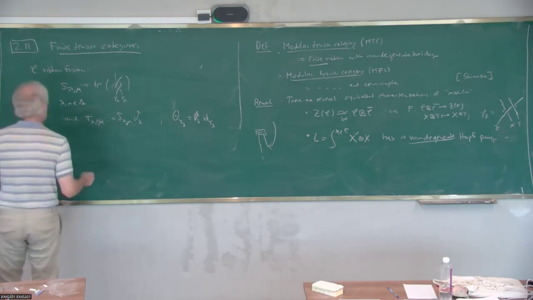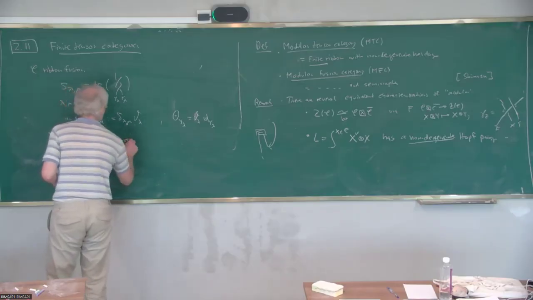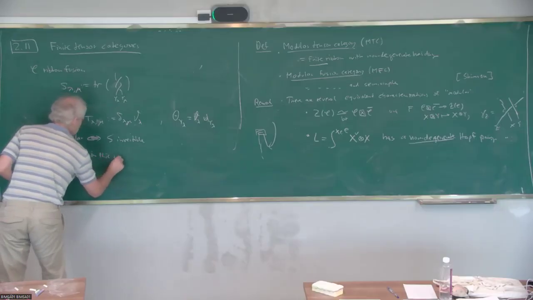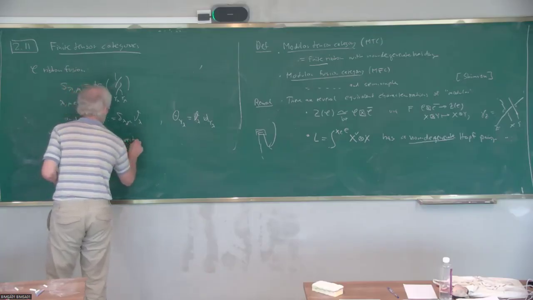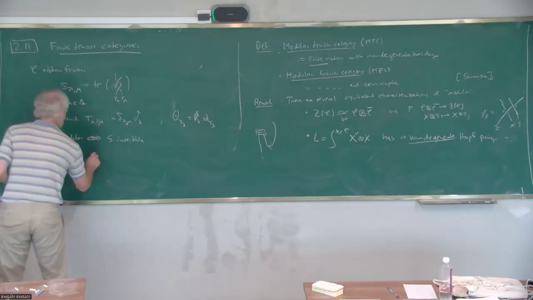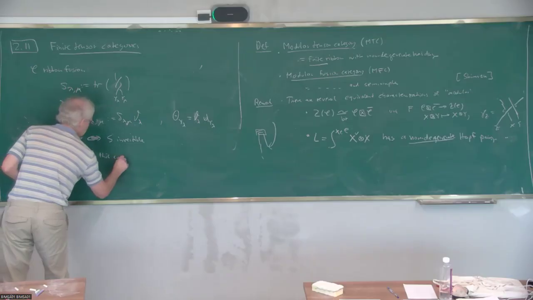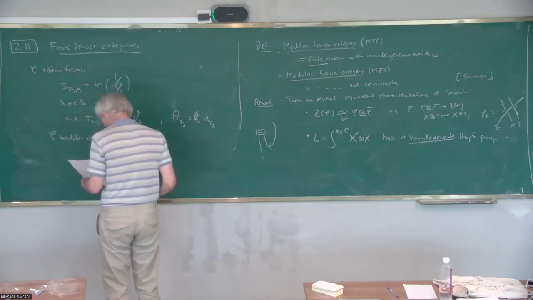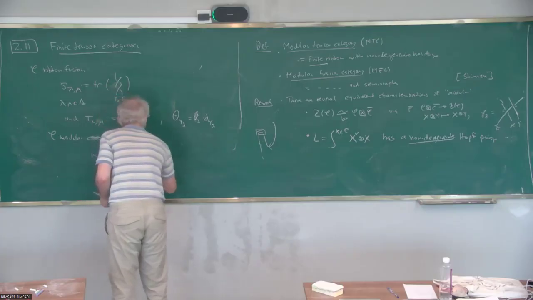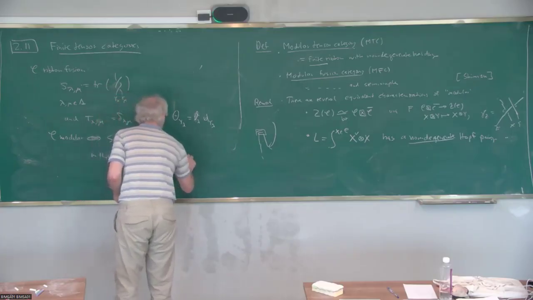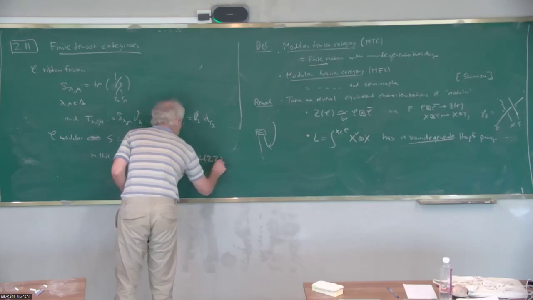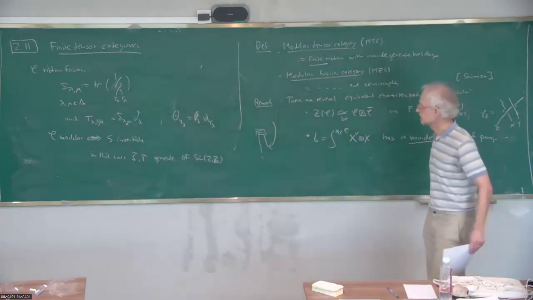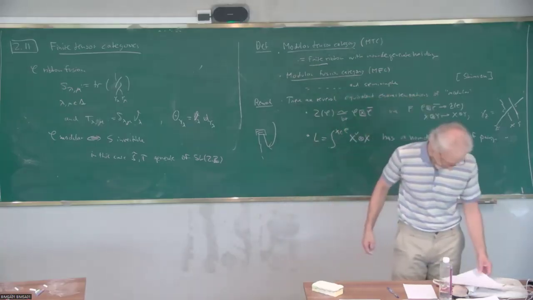It has to be a multiple of the identity because in this situation these are simple, and then it follows that C is modular if and only if S is invertible. And also in this case, S tilde and T, where S tilde is a certain multiple of S, which I do not want to specify, generate a representation of the group SL(2,Z), which is also called the modular group. The mapping class group is PSL(2,Z), which is called the modular group.